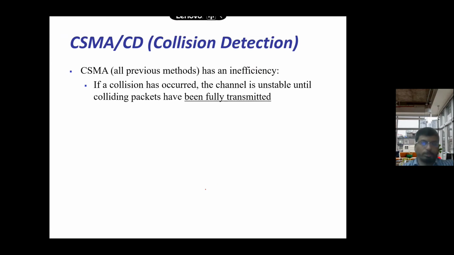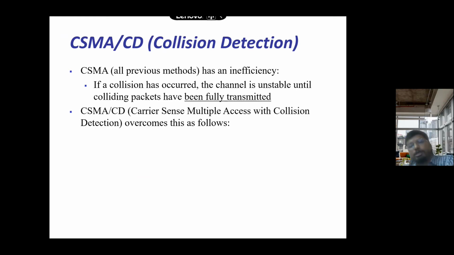In CSMA, if you look at all the methods, once a collision has occurred, everything is wasted. Even if the first bit itself got collided, whatever you transmit after that is damaged. The frame is destroyed and the channel is unstable at that point, yet you have to keep transmitting the full frame. So the mechanism brought in was an early detection process: detect that something abnormal happened, stop, and avoid transmitting the full frame.